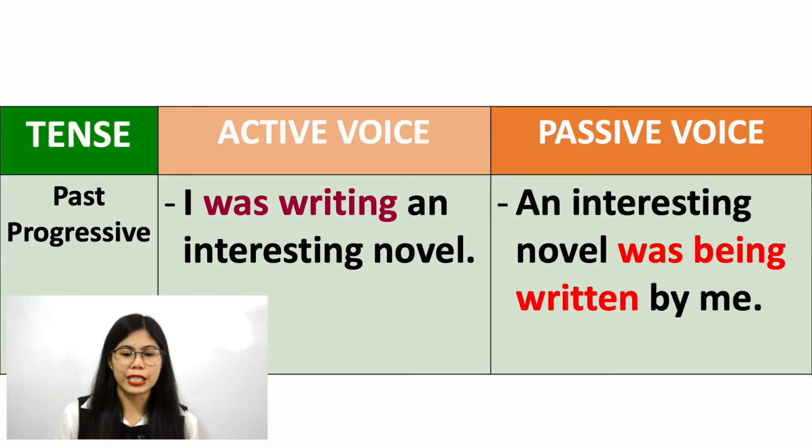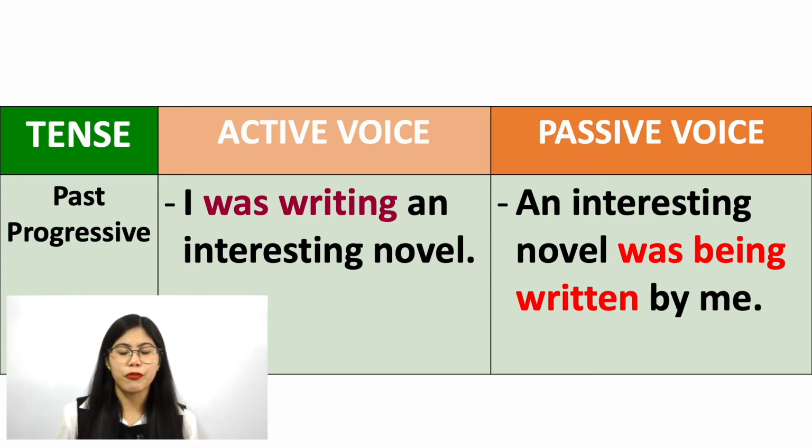Now, how about if the sentence in the active voice, which is I was writing an interesting novel, is in a past progressive tense? You'll know if the sentence is in a past progressive tense if it has the pattern was or were plus verb ing. We have here was writing. If this is the case, you may write your passive voice like this. An interesting novel was being written by me.